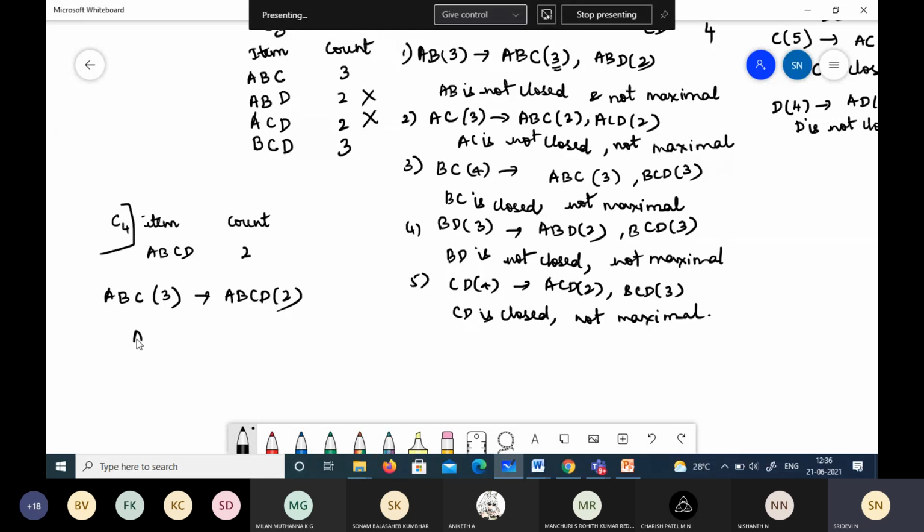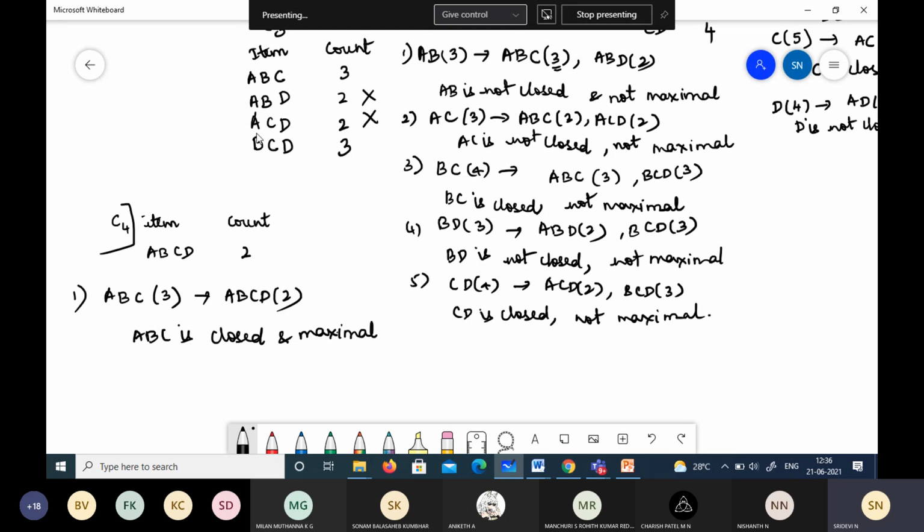So now we can say that A, B, C is closed as well as maximal, isn't it? Okay, ABC is closed as well as maximal. So ABC items are frequently present. So with this, what we can say is the item sets with ABC will be frequent in the transaction.